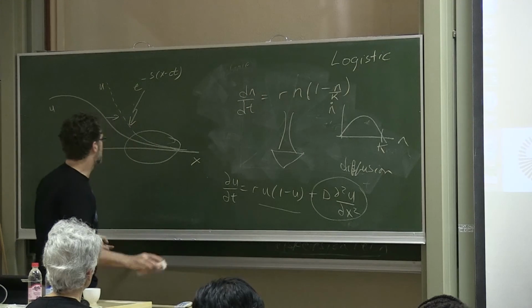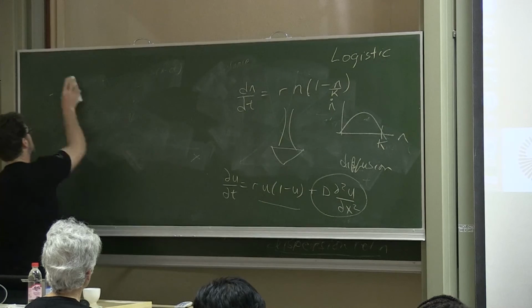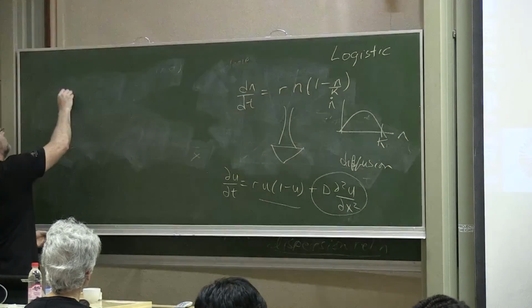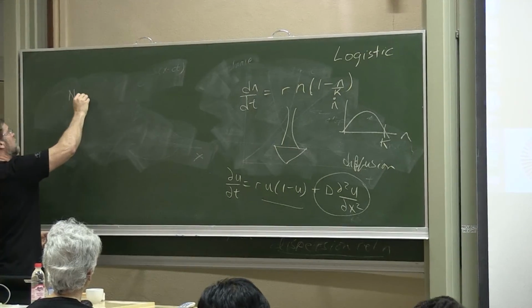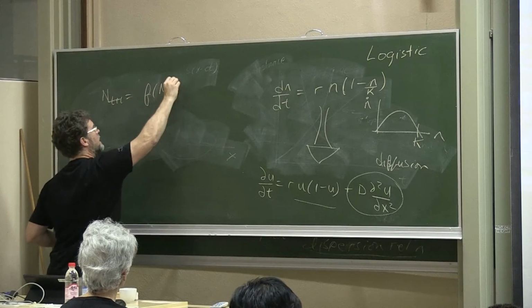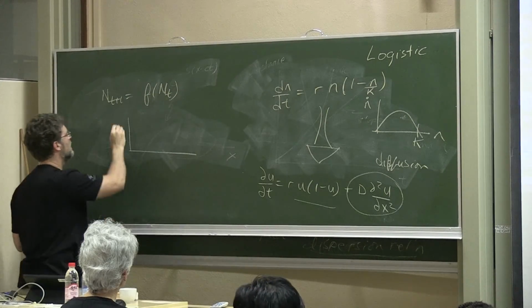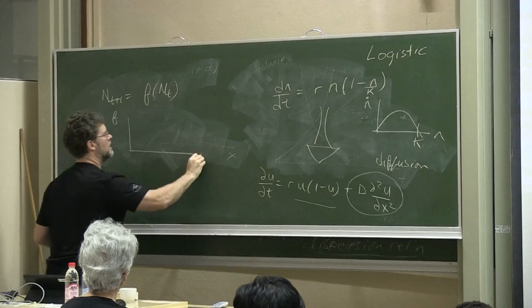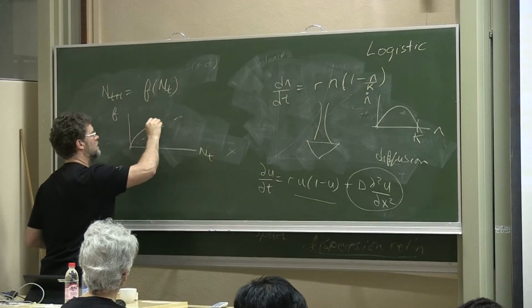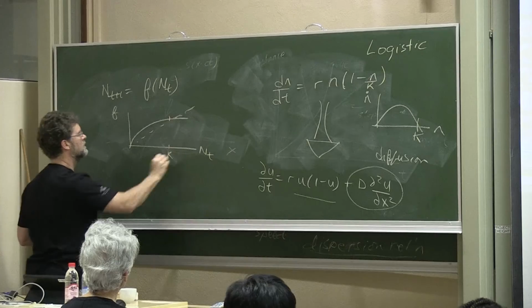The second way was to look at things in discrete time. So here we have n at t plus 1 is equal to f of n at t. And this could be something like the Beverton-Holt model that we saw the other day. That looks something like this, and now this is the carrying capacity here.